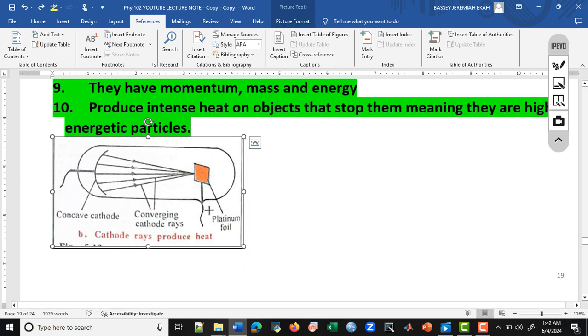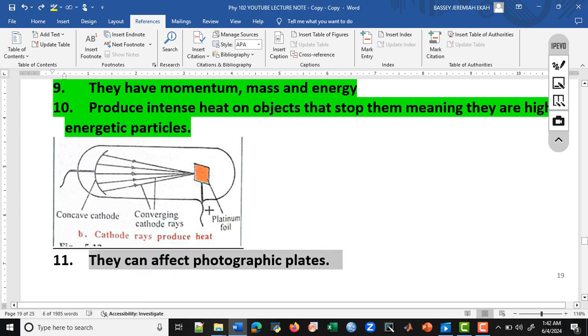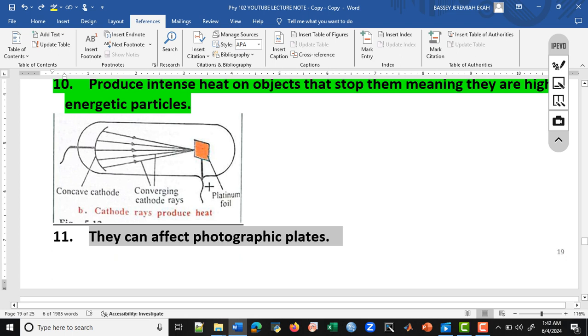Could be seen on the figure here. They can affect photographic plates.